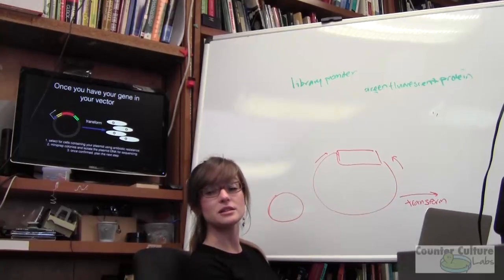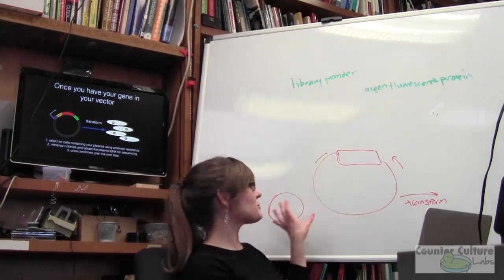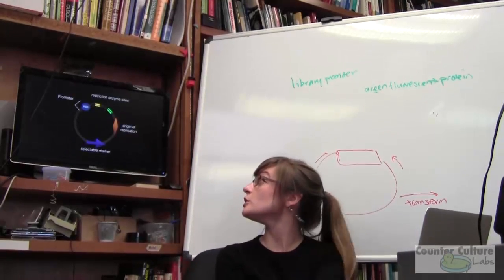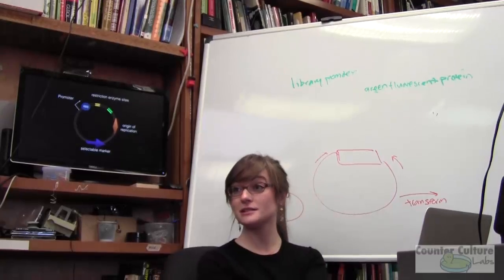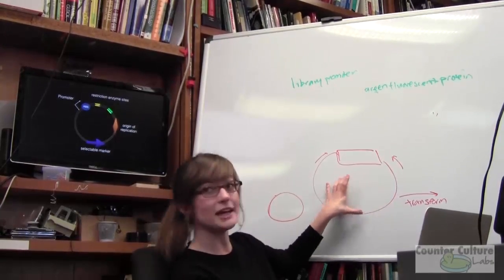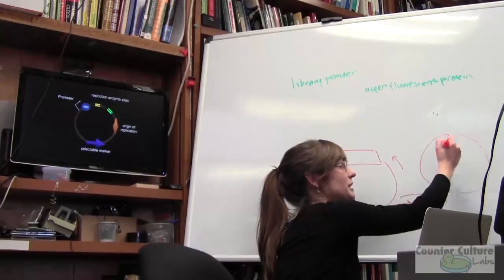But colonies. The antibiotic resistance is only in the piece that you put in, not in the vector, right? No, the antibiotic resistance is actually in the backbone of the vector. Oh, well then, that changes that. Yeah, it does. But that is still what you do. You still take your pool of DNA and transform it into bacteria, and then you have a plate of colonies.